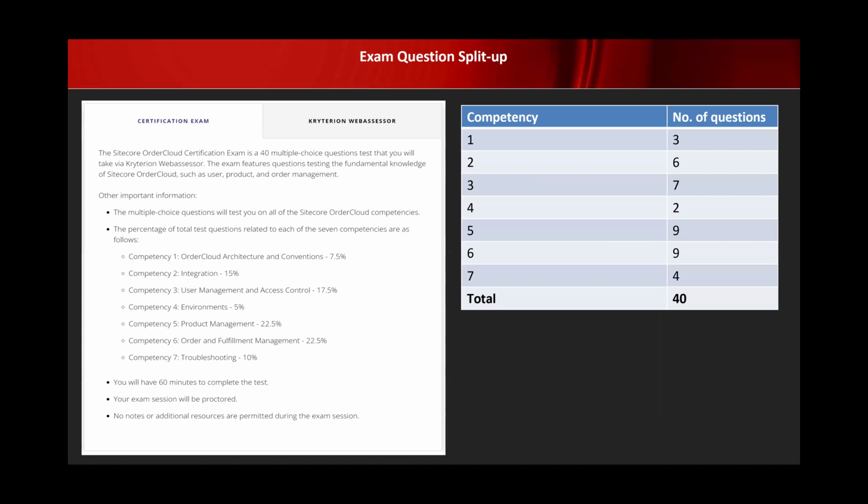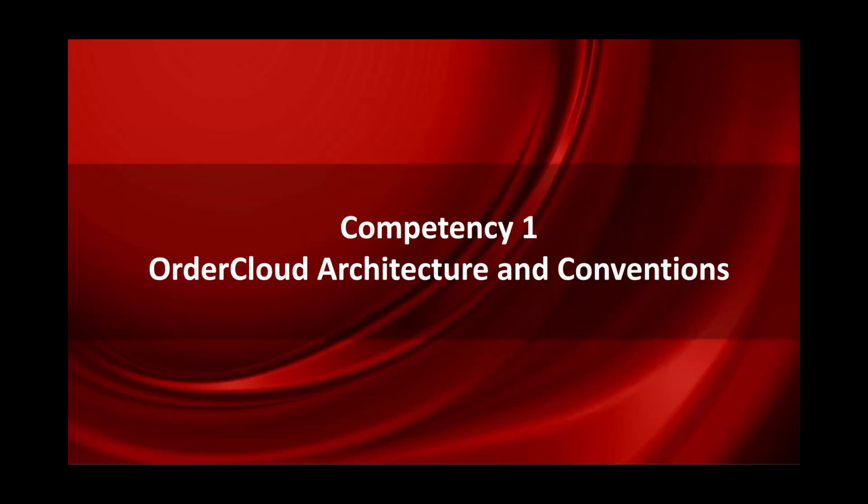When you look at the split-up of the exam, in competency 1 there are 3 questions, based on about 7.5% out of 40. You have 6 questions in competency 2, then competency 3 with 7 questions. Competency 5 has 9 questions, which is product management, and then order management, which is actually what Order Cloud is all about, right? You need to understand what order management and order fulfillment are. That's what is covered in 5 and 6. The last one is again troubleshooting, so that's 4 questions.